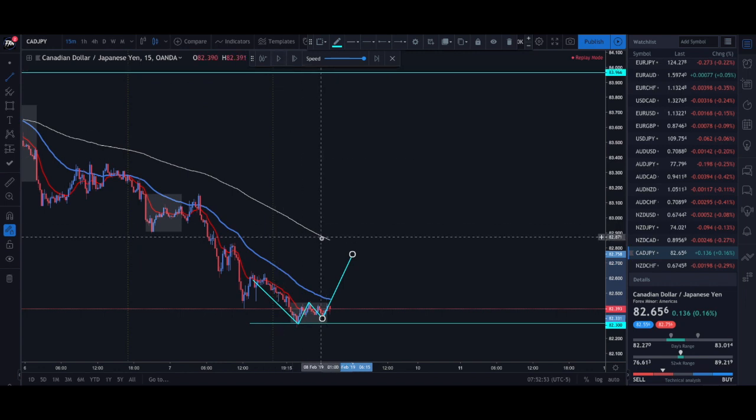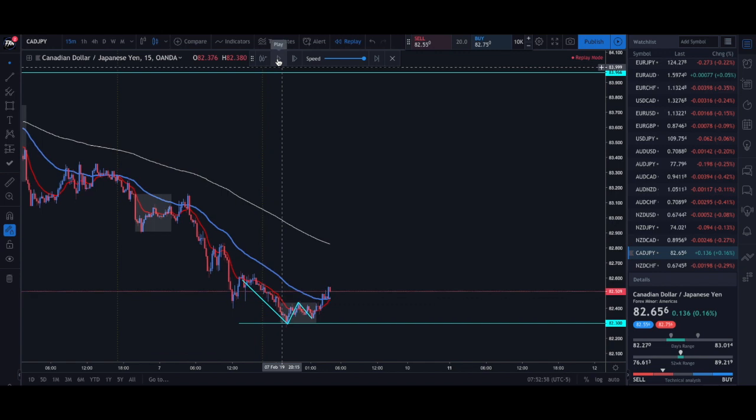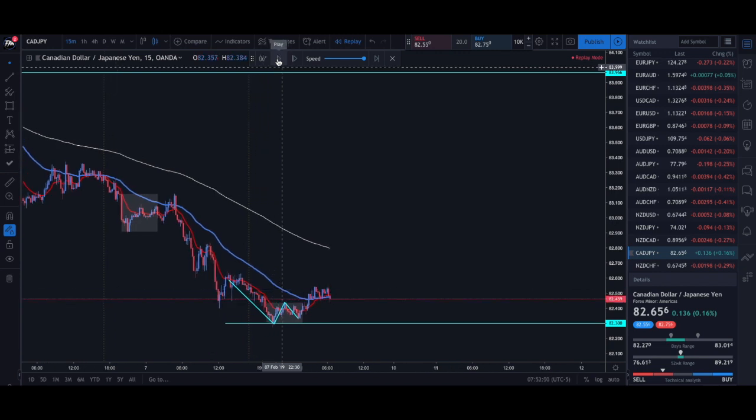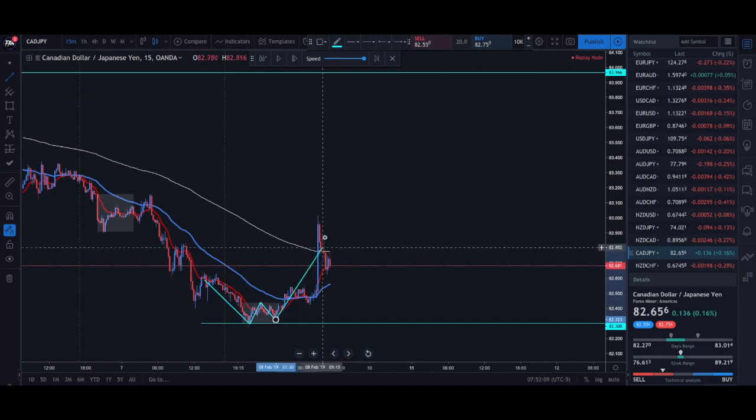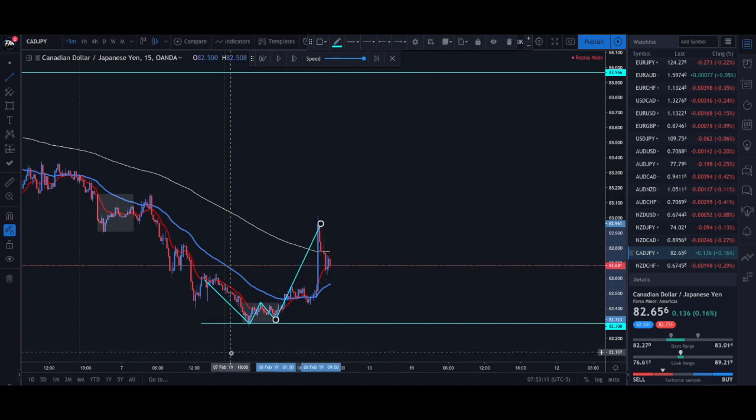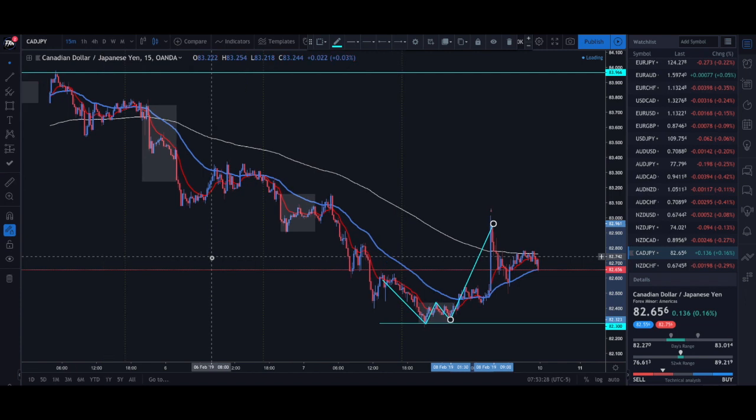Right? Now, key to this is that you'll see here, boom. There you go. That was your trade. You see what I mean? So that was your trade right there. Here's another one.